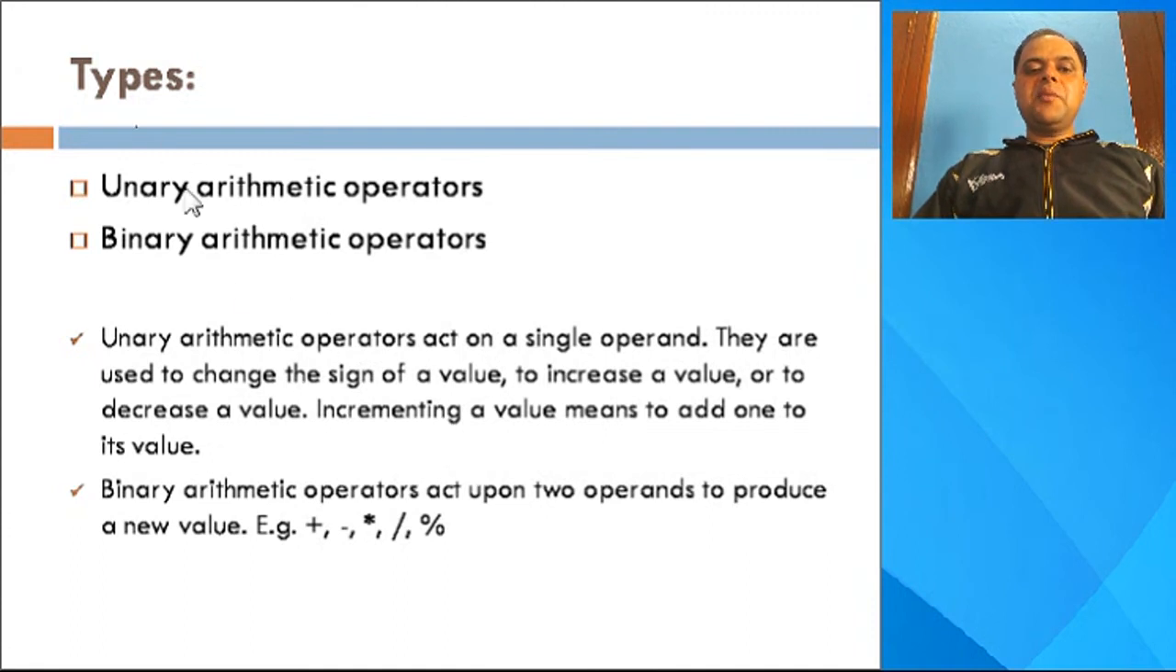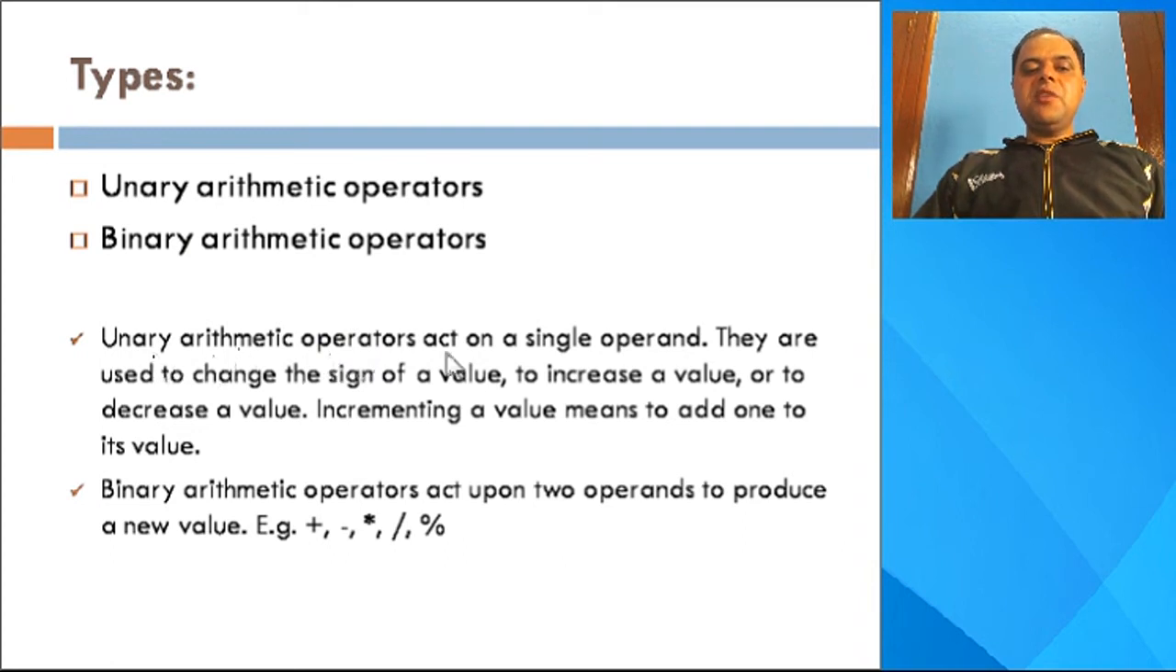These arithmetic operators are of two types: unary arithmetic operators and binary arithmetic operators. As I have already discussed with you, unary arithmetic operators are those operators where only one operand is used, for example, plus b, minus c, etc. And binary arithmetic operators are those where two operands are used, for example, a plus b, a minus b, a divided by b, a modulus b, a into b.